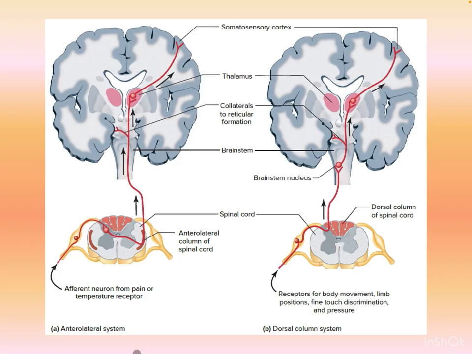So the two ascending pathways are anterolateral spinothalamic system and dorsal column system, also known as medial lemniscus system. Anterolateral system mainly takes the sensation of pain, temperature and crude touch, while dorsal column system is mainly responsible for carrying the sensation of body movement, limb position, fine touch discrimination and pressure.